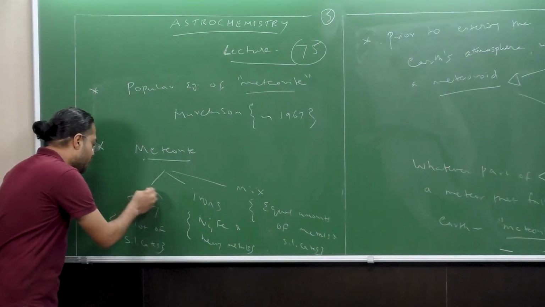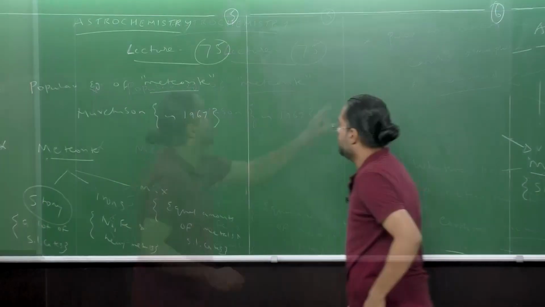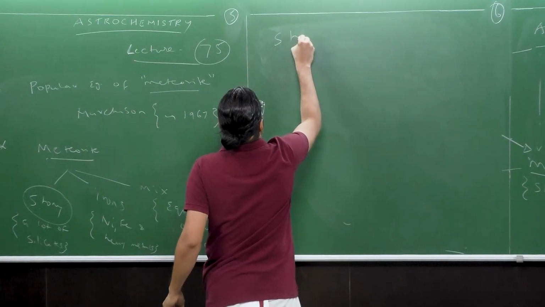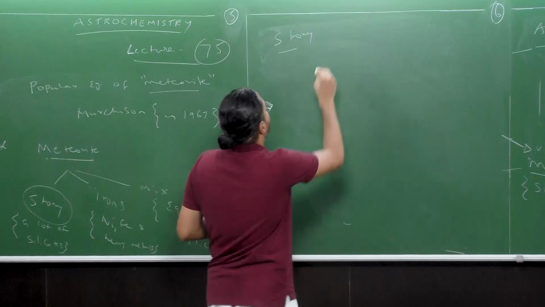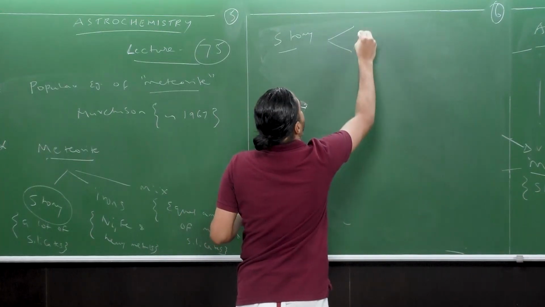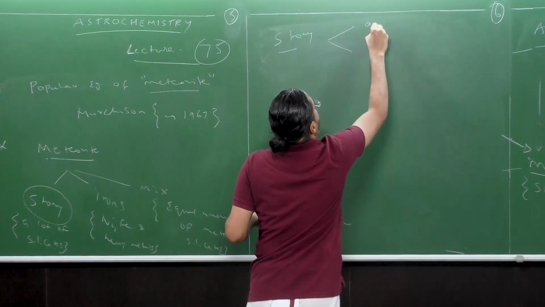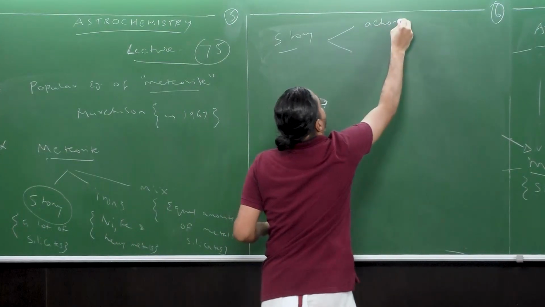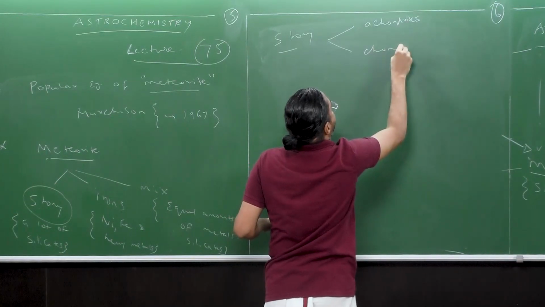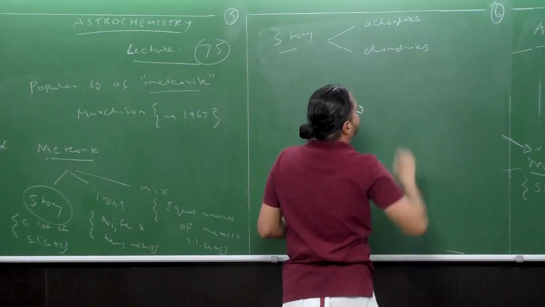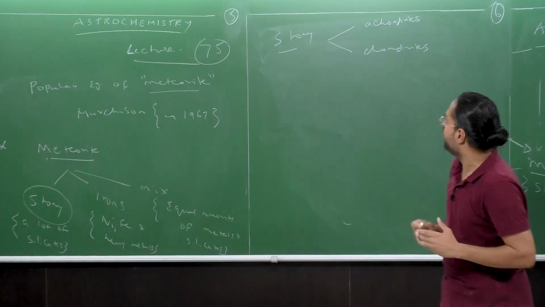Now, the stony meteorites can be further classified. I'll tell you why this is interesting. The stony meteorite can be further classified into two major types: the achondrites and chondrites. Now, the distinction between achondrites and chondrites is as follows.